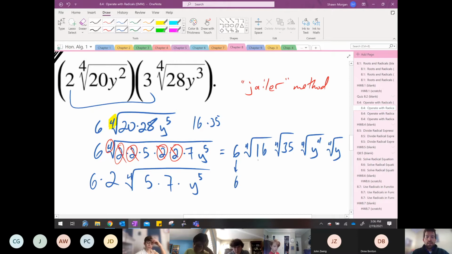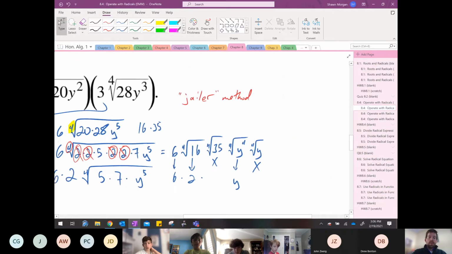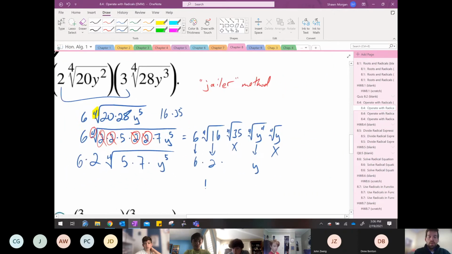6 we got just being 6. 4th root of 16, as we said earlier, is 2. Can't do anything with 4th root of 35. 4th root of y to the 4th would be y, and I can't do anything over there on that one. All right, so simplifying out your answer for this problem, 6 times 2 is 12. And it looks like we've got y and the 4th root of 35y.